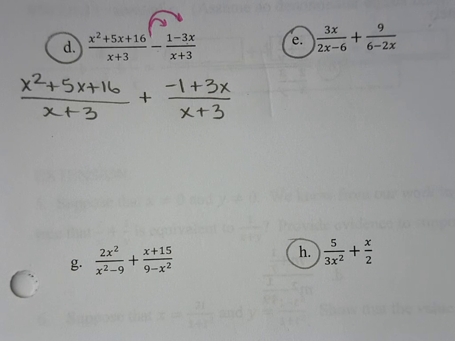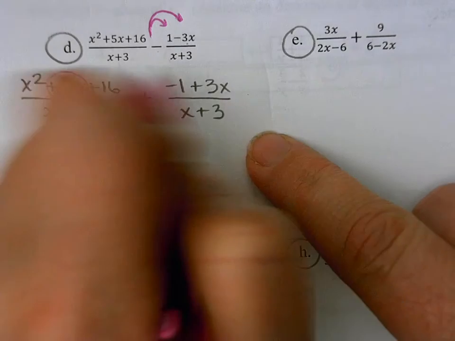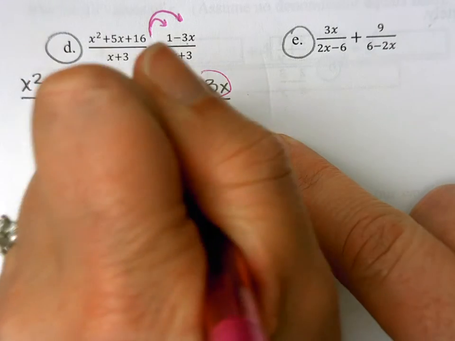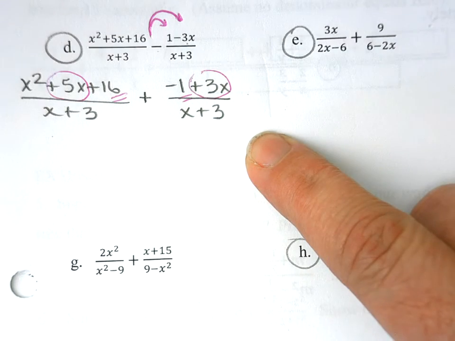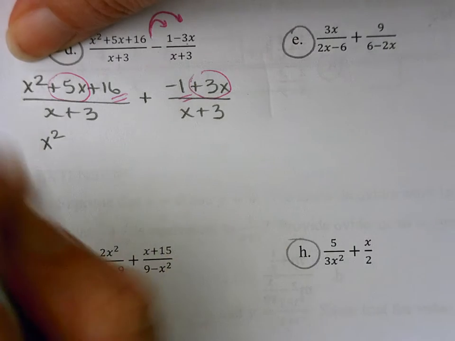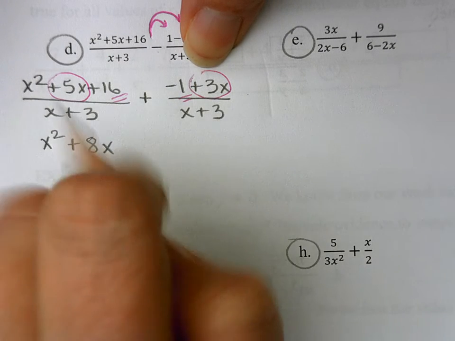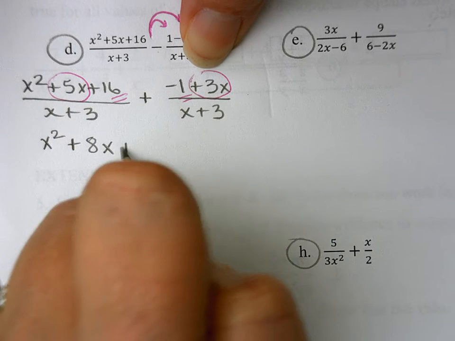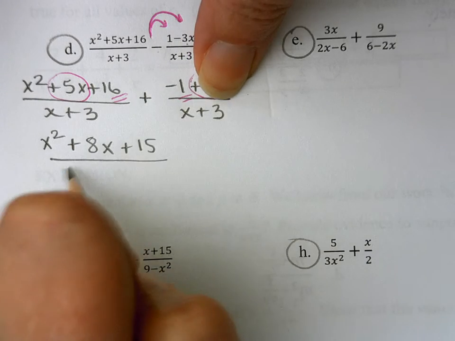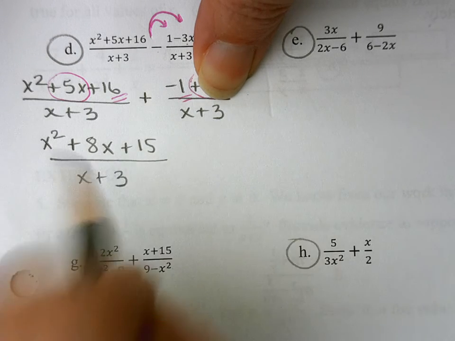So I'm going to look for like terms that will combine. So I know I can combine the 5x and the 3x. And I know the 16 and the negative 1. So nothing combines with the x squared. And then 5 and 3 are 8. And 16 and negative 1 is positive 15. And I do not combine the denominators, it stays the same.